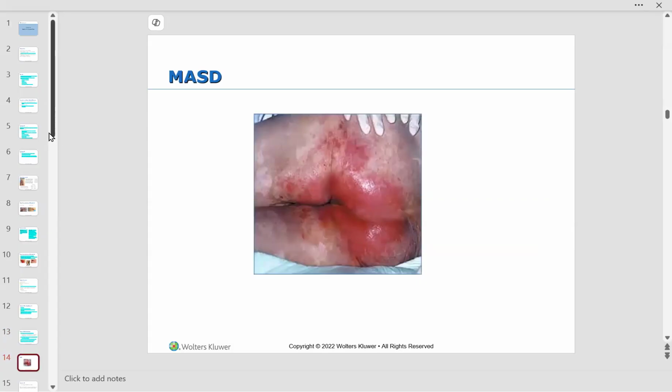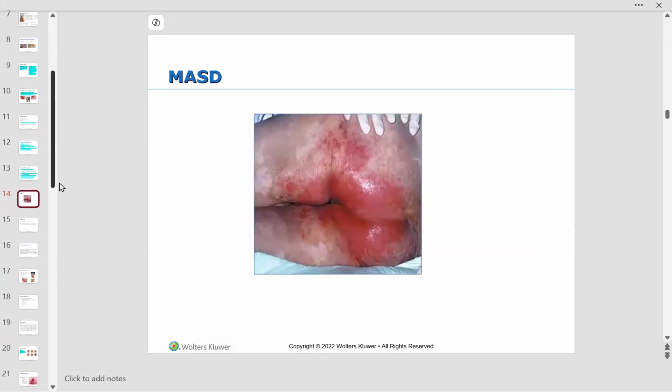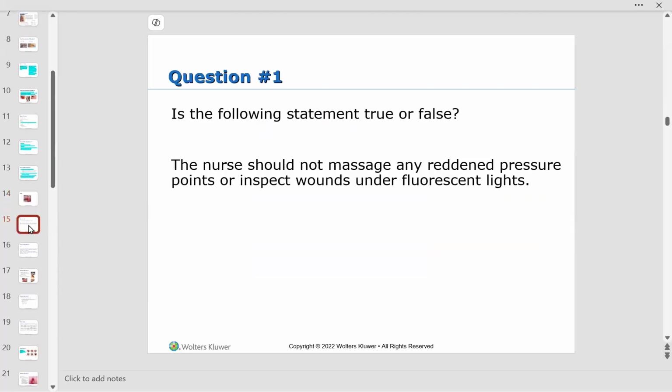Okay, that's very sad. See how erythematous that is? Very angry looking. All right, question. The nurse should not massage any reddened pressure points or inspect wounds under fluorescent lights. Let me tell you, that is true.